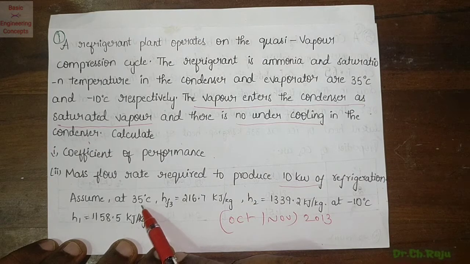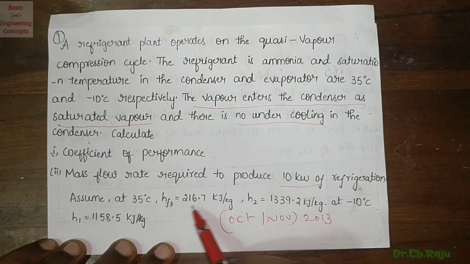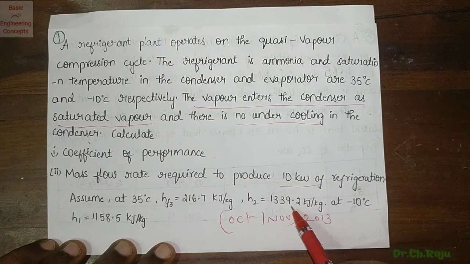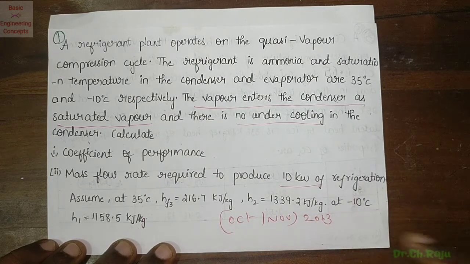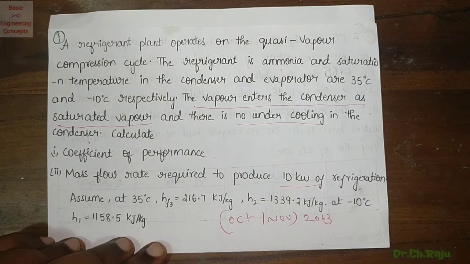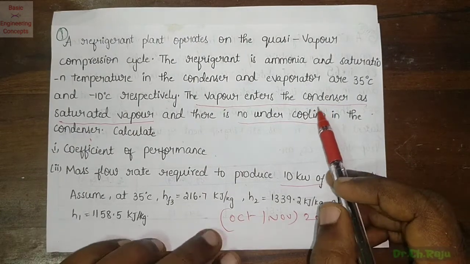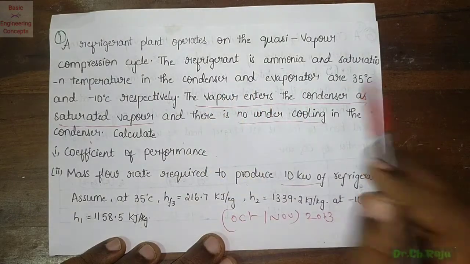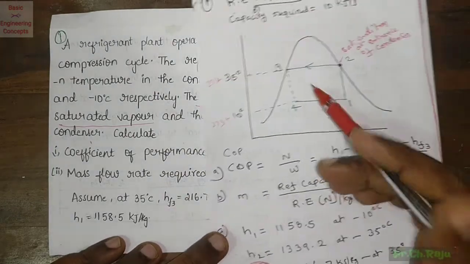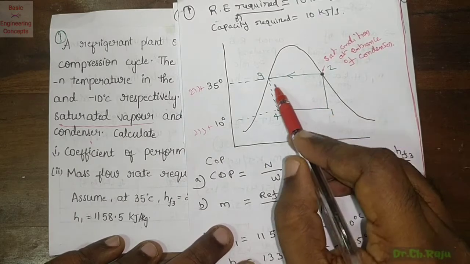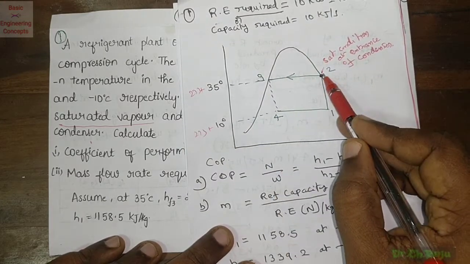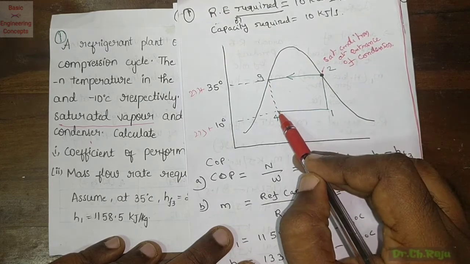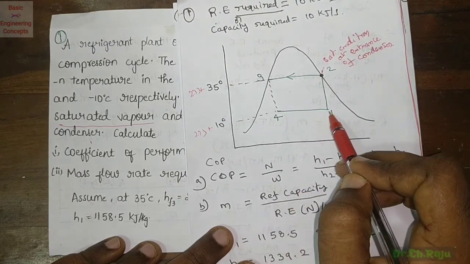Assume at 35 degrees HF3 is 216.7 kilojoules per kg, H2 is equal to 1339. Here enthalpies are given. Now, in the problem, it is clearly given the condenser and evaporator temperatures. So here is the diagram, which I already drew. 1 to 2 is the compression process, 2 to 3 is the condensation process, 3 to 4 is the throttle expansion, 4 to 1 is the evaporation.